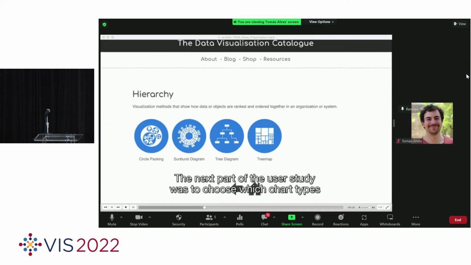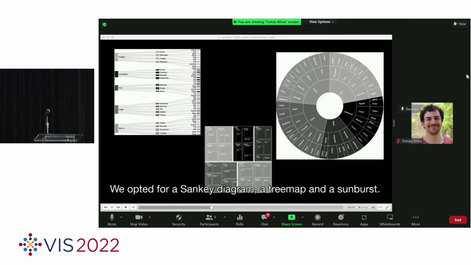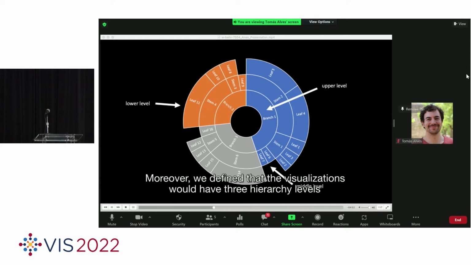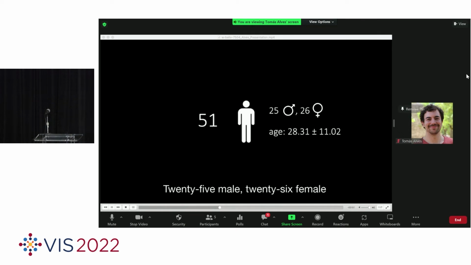The next part of the user study was to choose which chart types the participants would interact with. We decided to use hierarchy charts. All should differ in channels and encodings, making it important to choose visualizations that are able to represent the same dataset. We opted for a Sankey diagram, a tree map, and a sunburst. Moreover, we defined that the visualizations will have 3 hierarchy levels, starting from the root, then designated as upper, middle, and lower levels. After developing the visualizations, we recruited 51 participants, 25 male, 26 female, aged around 28 years old.